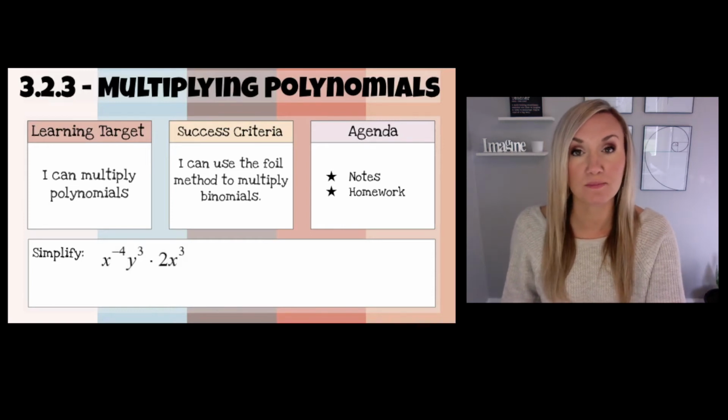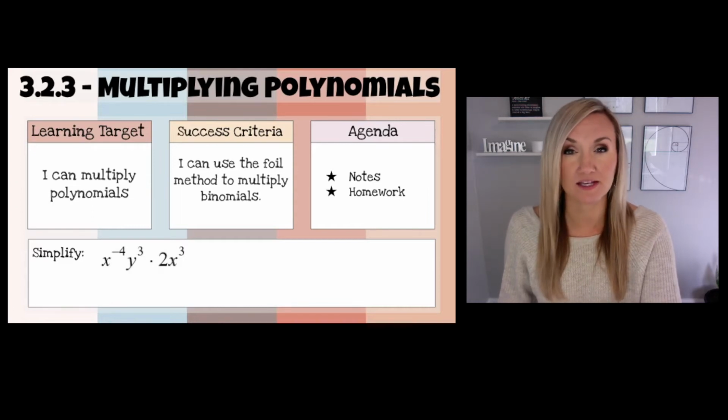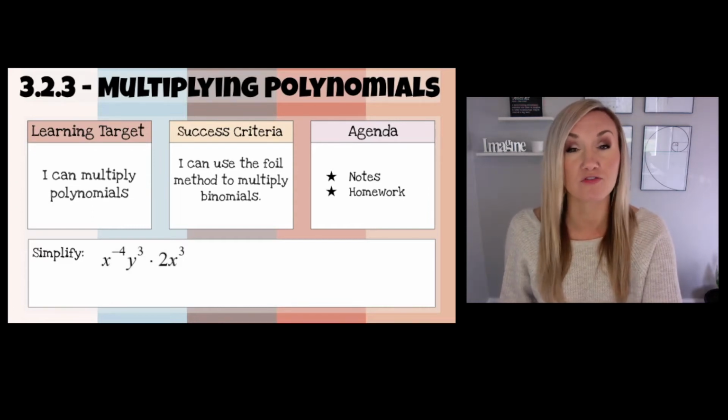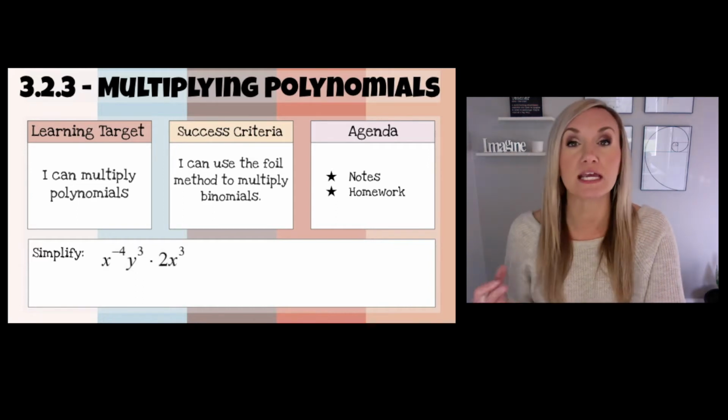Today we are going to be multiplying polynomials. More specifically, we're going to be multiplying a binomial times a binomial. We're going to be using the FOIL method. Let's start with our opener. Our opener is simplifying with exponents.